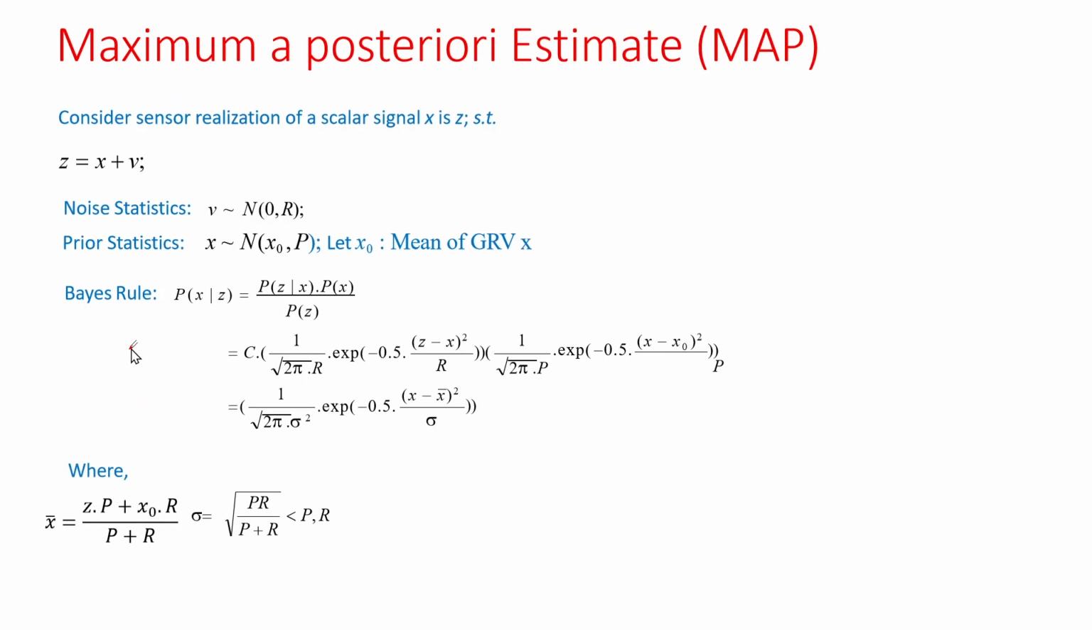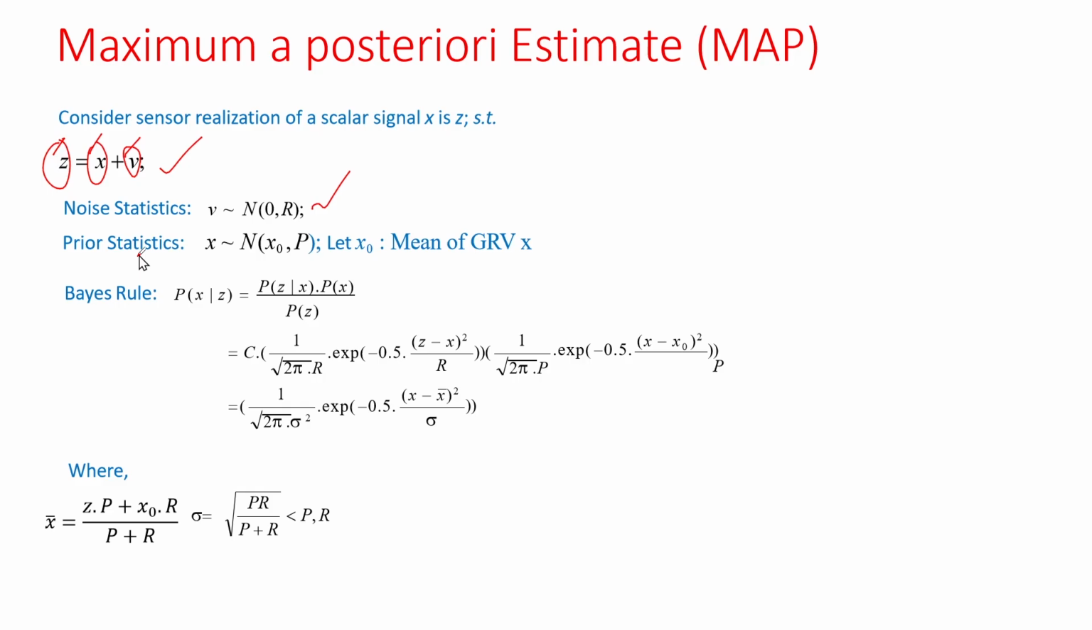Next, another estimate is called MAP. Again the same system: your evidence is equal to your state plus your measurement error. This is your evidence, this is your hypothesis, this is your measurement error. This is your noise statistics, and this time you have prior statistics of your X. X means your hypothesis, so you start with an initial guess of X.